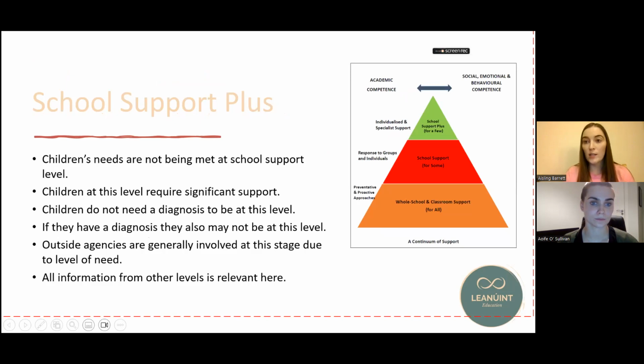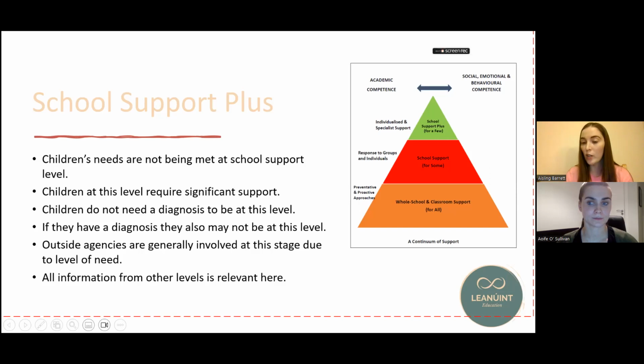School Support Plus is the upper end of the continuum, and it's where a child's needs are not being met at school support level. And these are the children in the class that require a significant level of support. And as I said previously, they may or may not have a diagnosis at this level. That does not determine whether they're at this level, but generally at this stage, you're looking at involving outside agencies just due to the level of need.